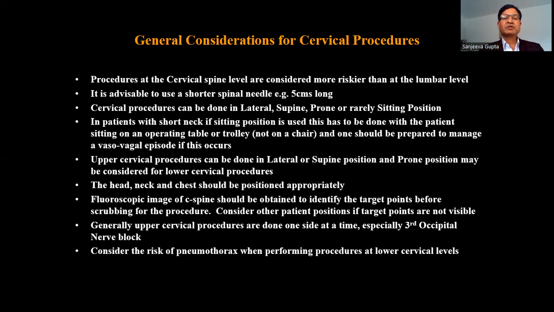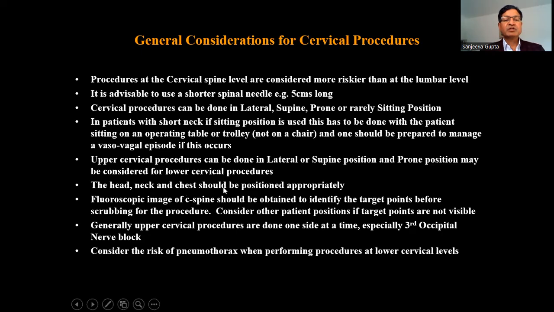In my practice, lateral position is the default. But if I'm doing C7 or on some occasions C6 medial branch blocks, then I use a prone position. I have used supine as well in some patients wherein I could not identify the landmarks in lateral position. If the patient has a short neck, a sitting position may be used, but as I said, not on a chair. It has to be on an operating table or a trolley so that if they have a vasovagal, they can be laid flat as soon as possible. Upper cervical procedures can be done in lateral or supine position, and prone position may be considered for lower cervical procedures. I've already discussed this.